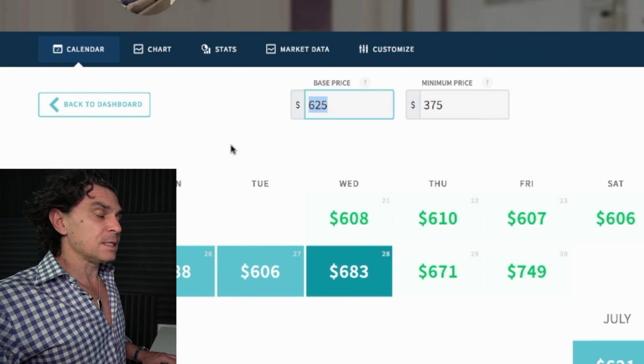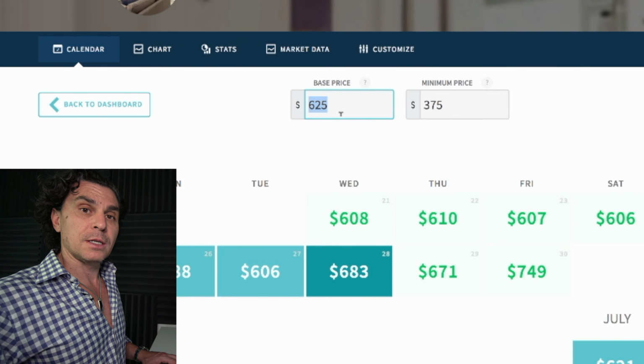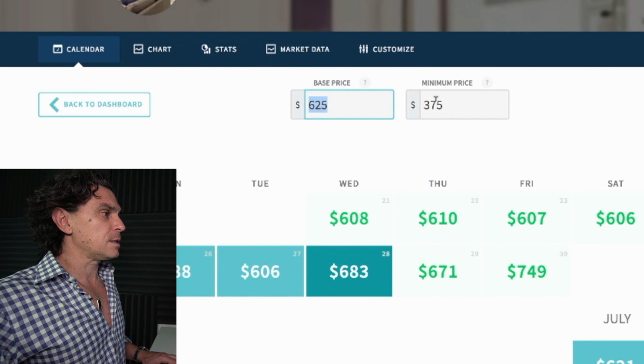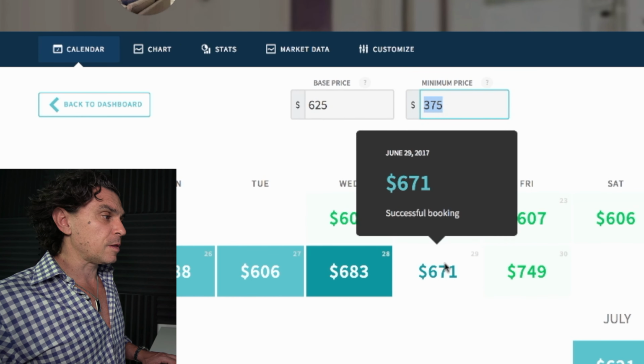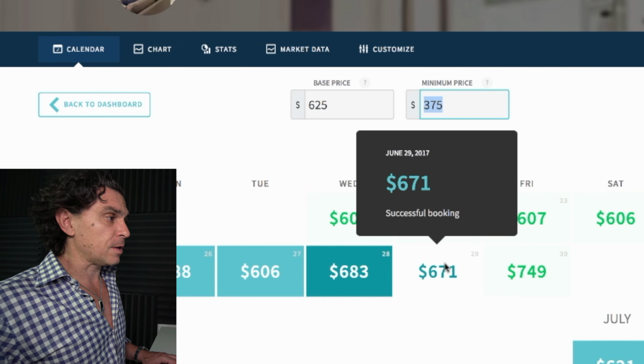Again, it's really easy to use. You basically put in two numbers and it does the rest. You put in your base price, you put in your minimum price, check out what it looks like, make sure you're comfortable with it, and give it that free month. You have nothing to lose and a lot to gain. So I can't stress this enough. I think this is the single largest thing you can do to improve your revenue.